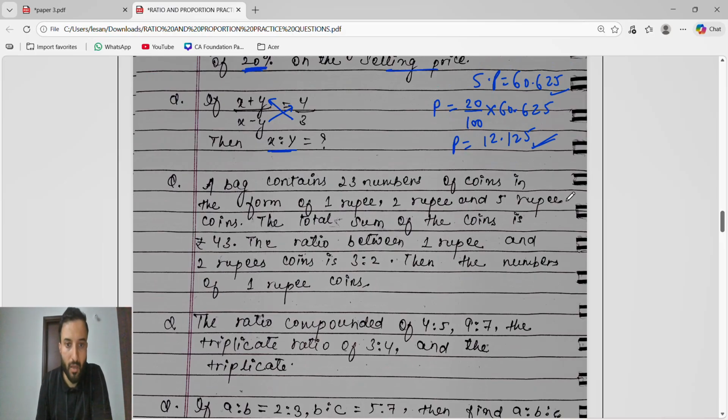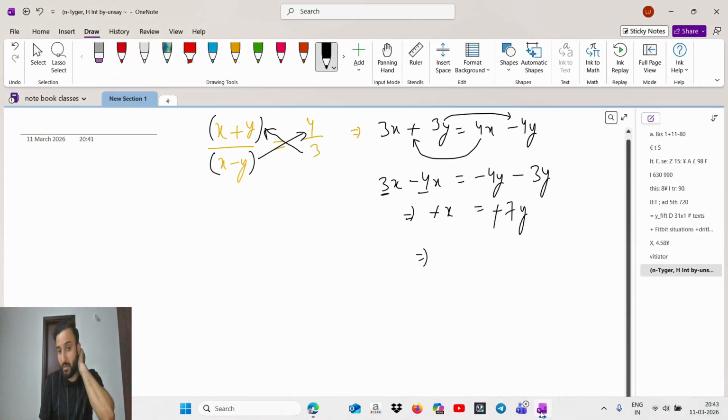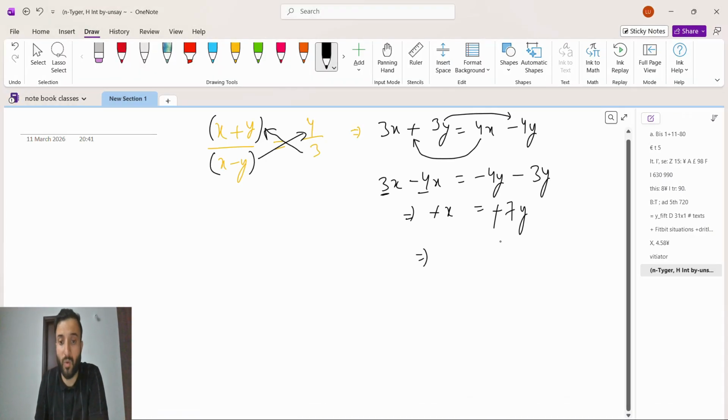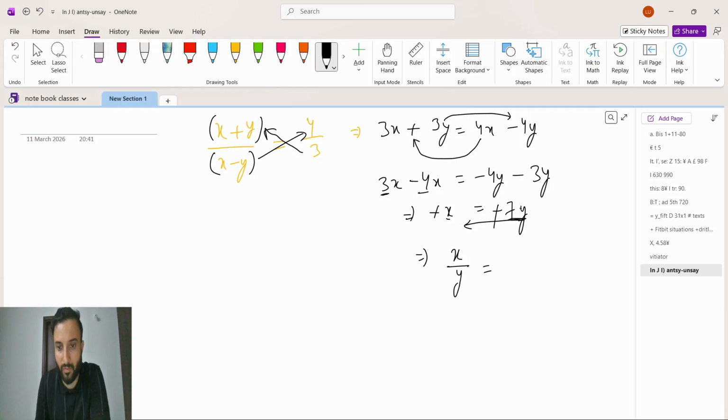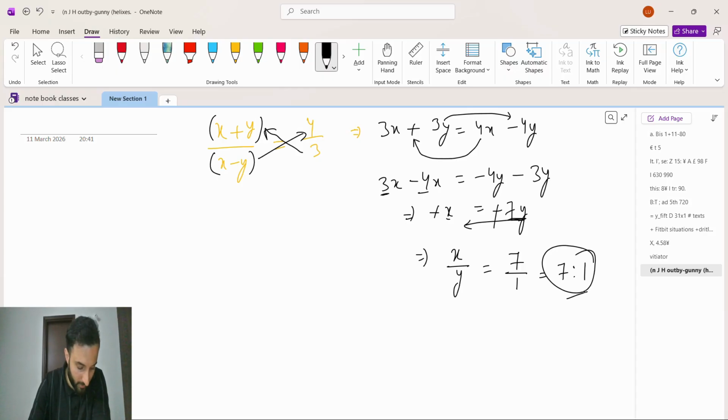See, we have to find x by y. x by y means x is here and y is on this side. I will bring the y to this side. Here y is in multiplication, so when it comes to this side, it goes into division. So x by y is 7, which I can write as 7 by 1. So x is to y is nothing but 7 is to 1. The answer is 7 is to 1. Like this we are going to find it.